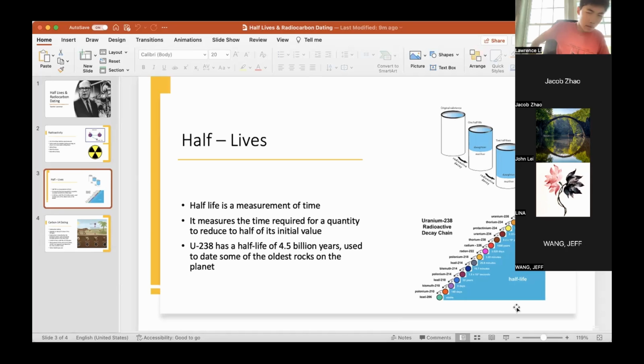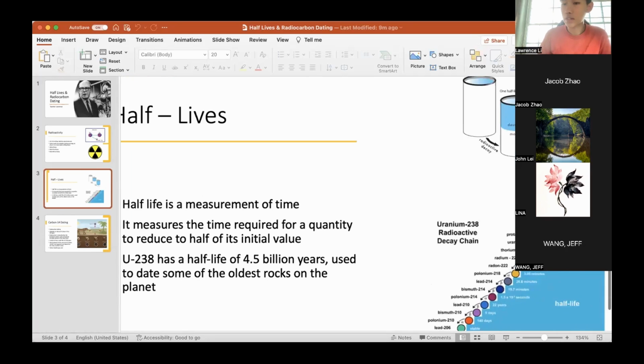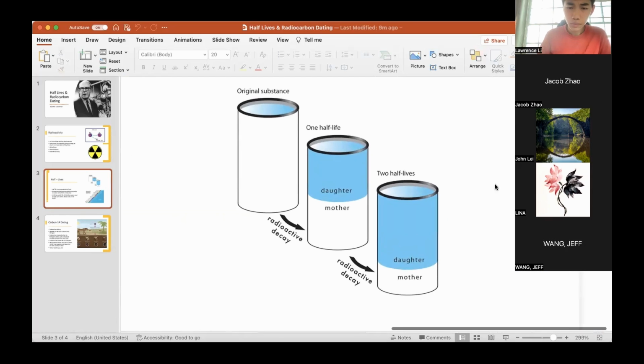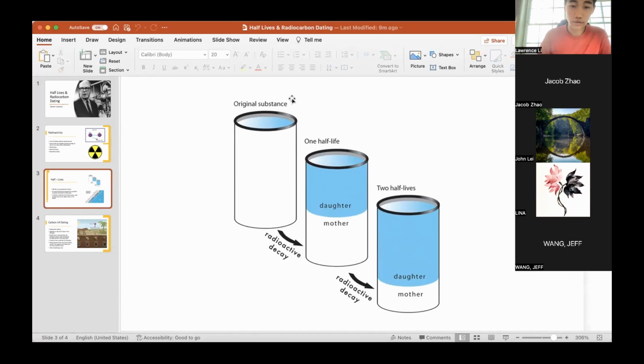Okay, but the basic concept of half-life is that it is a measurement of time. What it measures is the time required for a quantity to reduce to half of its initial value. That might sound confusing, but let's look at this figure, and hopefully it will make it much easier. Let's say we have this jar of this white substance, and in one half-life, half of this white substance is going to disappear.